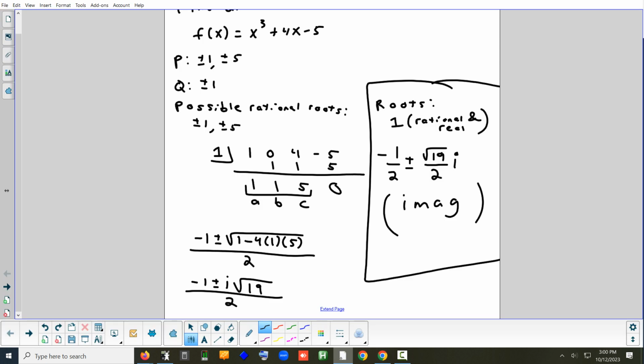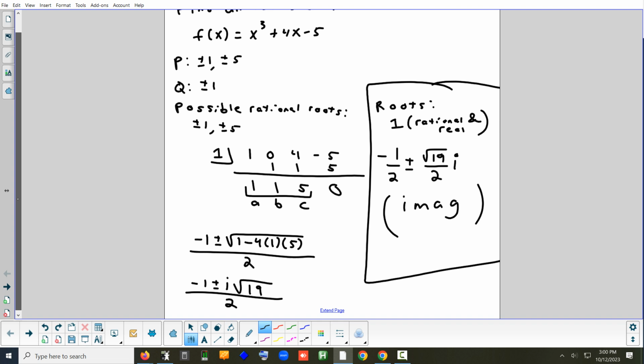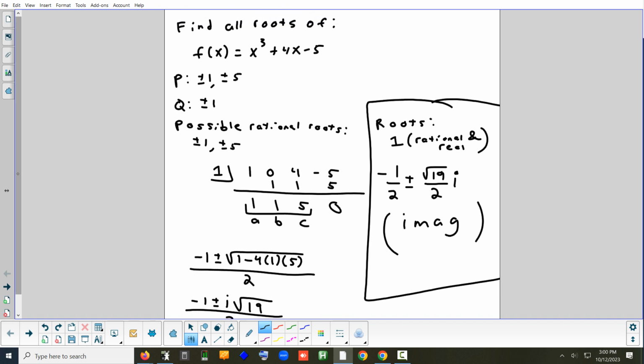Any questions on that one? Which was the rational root theorem? The rational root theorem, that's when we did the P and the Q part. Oh, okay. So that was the rational root theorem, this was the synthetic division, and then the last part was the quadratic formula to find the roots.